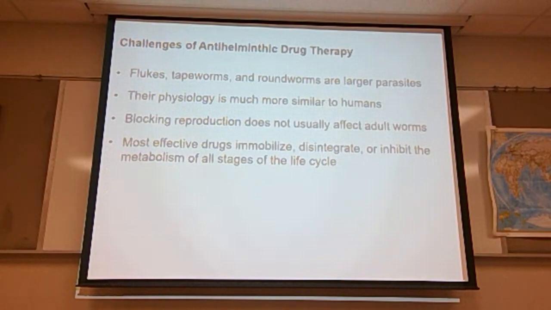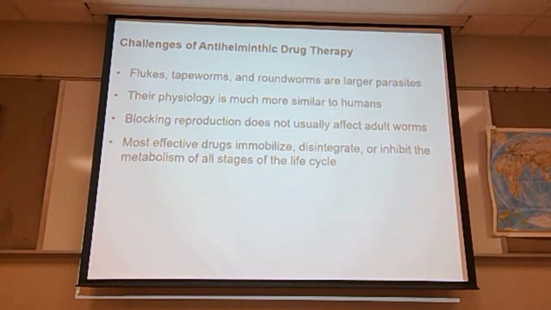The challenges of anti-helminthic drug therapy. Helminths, again, are worms. So you've got flukes, which are flatworms, you've got tapeworms, which are flatworms, and then you've got roundworms. These are large parasites. They have a physiology that's much more similar to ours, therefore the agents used to treat them are many times going to also do harm to the host. The best way to treat these is by blocking reproduction, but that doesn't usually affect the adult worms. And most of the effective drugs immobilize, disintegrate, or inhibit the metabolism of all stages of the life cycle.